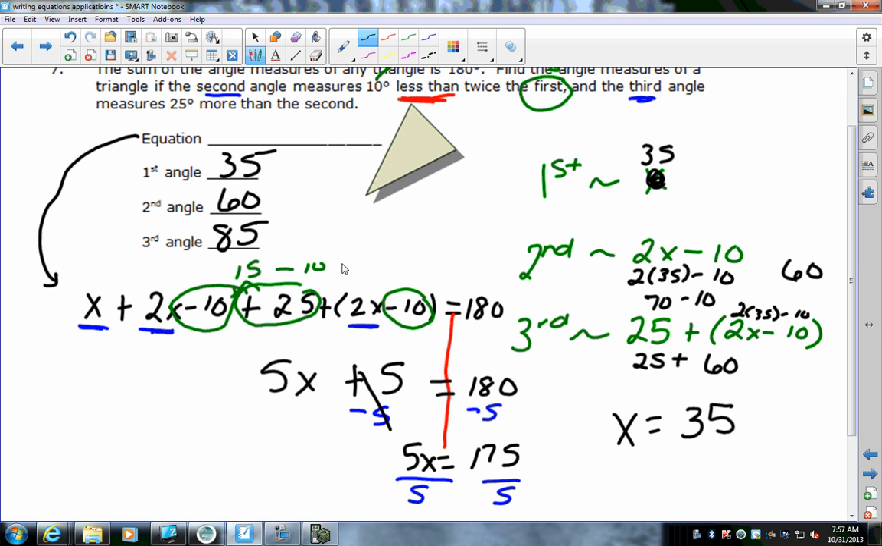To check and make sure you did your math correctly, you would add up these 3 angles, and they should equal what? Yeah, those 3 angles should equal 180.